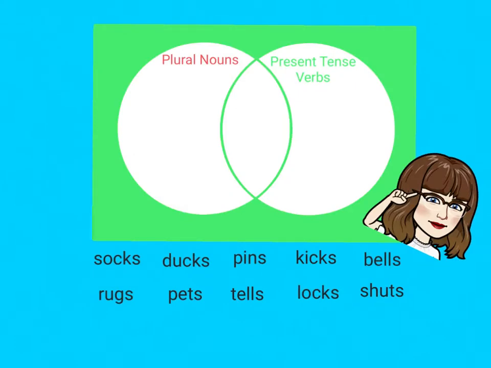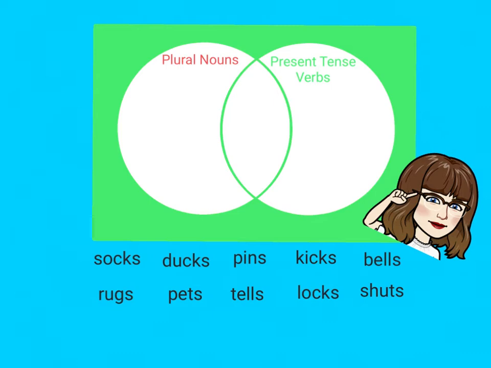Let's review. A suffix S could be added to the end of a noun to make it more than one, and we call those plural nouns. But a suffix S could also be used at the end of a verb to make it a present tense verb, which means the action is happening now. Or some words could be both. This is a Venn diagram. On this side, we're going to put the words that are plural nouns. On this side, we will write the words that are present tense verbs. And then if they could be both, we'll put them in the middle.